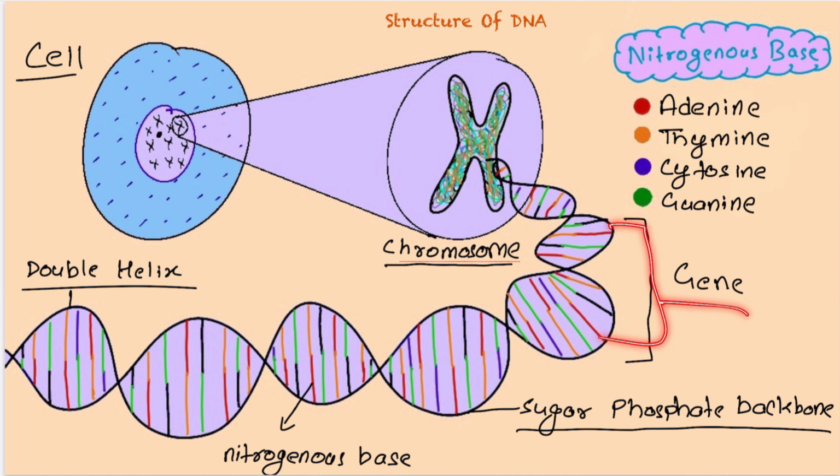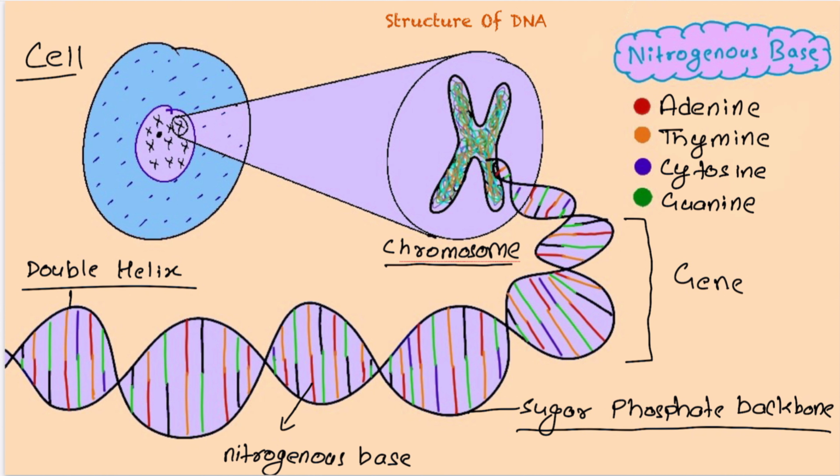Now in the DNA, the strand of the DNA is known as sugar phosphate backbone. And inside the DNA, we can see different colored lines which are known as nitrogenous bases, in which the red is known as adenine, the yellow one is known as thymine, the purple one is known as cytosine, and the green one is known as guanine.